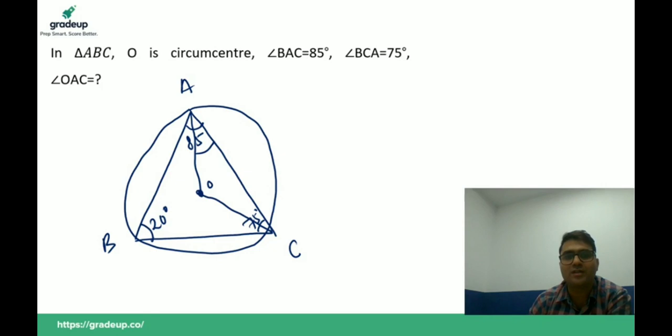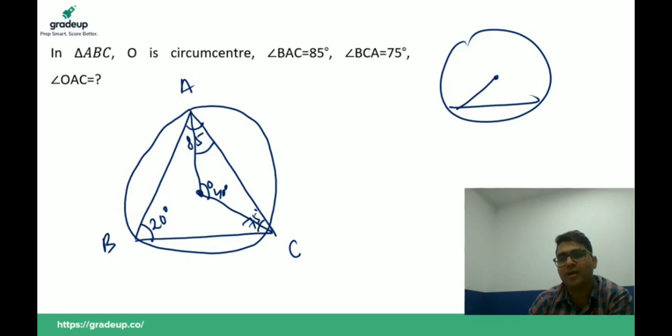If this is 20, this must be 40, because we have a theorem: the angle subtended by a chord at the center is double the angle subtended at the circumference. If this is theta, this must be 2 theta. If this is 40 and these two are radii, then these two angles must be equal. So this must be 70 degrees. 70 degrees is your answer.